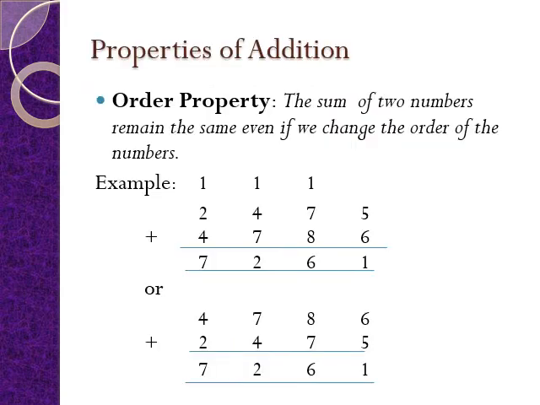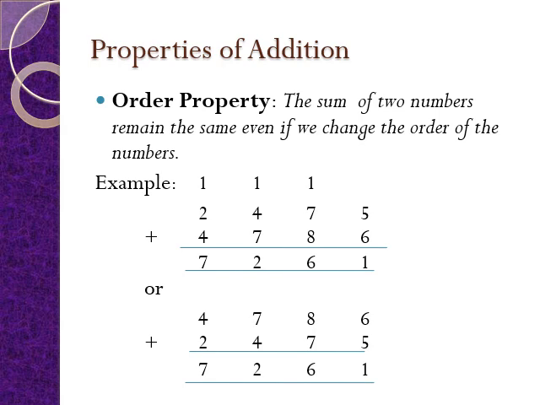Next, here we will be learning about a few properties of addition. The first property is called the order property. Here what happens? If we change the order of the numbers, the result or the sum of the numbers will remain the same. For a small example, if we take 5 plus 2, the answer is 7. If we change the order, it becomes 2 plus 5. So the answer for 5 plus 2 and the answer for 2 plus 5 is the same, that is 7.